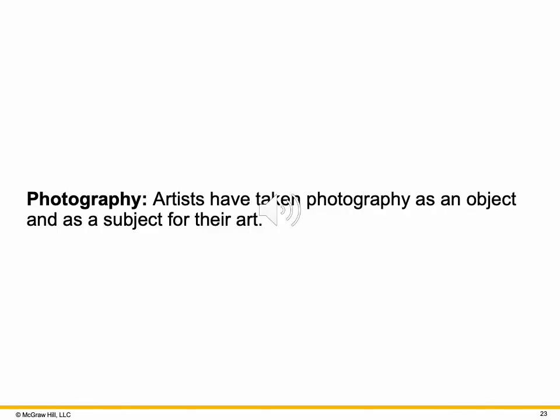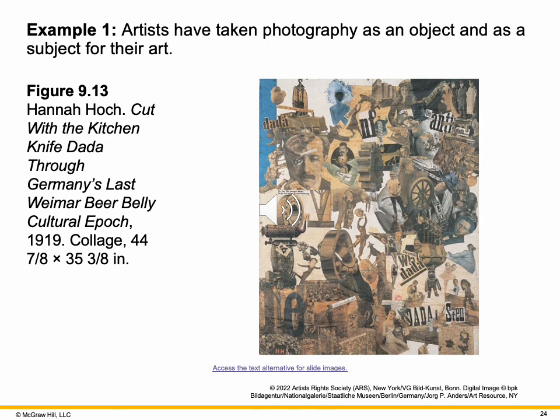Photography. Artists have taken photography as an object and as a subject for their art. Early in the 20th century, artists made photography itself part of the subject of their art, examining its role in society, the particular vision of the world it promotes, and the assumptions we make about it. One of the first artists, I should say, to look critically at a photograph was Hannah Höch.